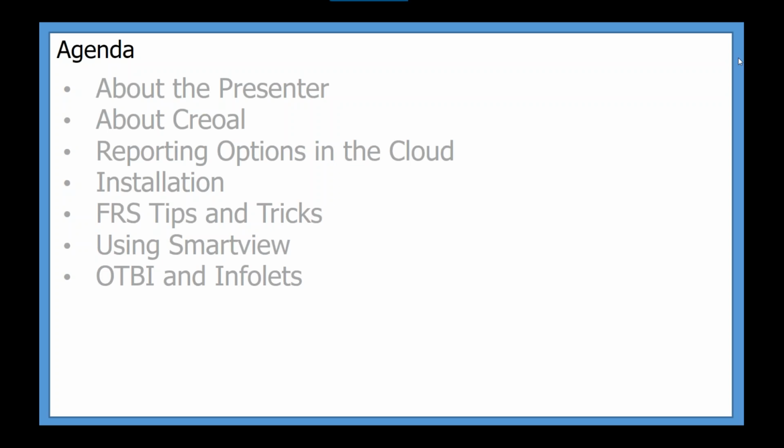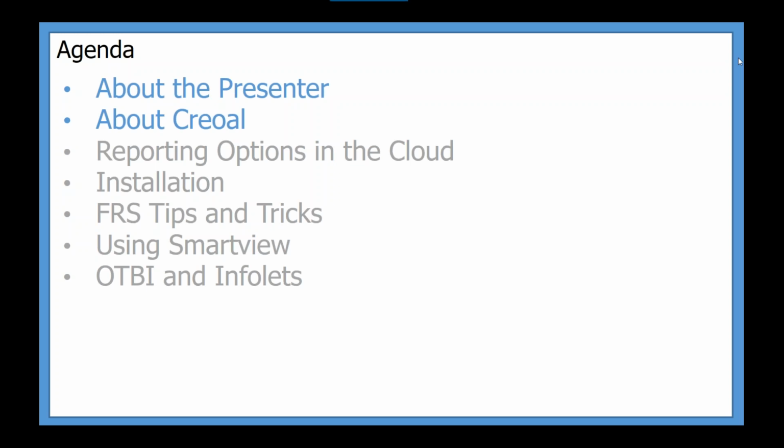We'll then talk about Financial Reporting Studio tips and tricks. Financial Reporting Studio is the tool that you use to get pixel-perfect boardroom quality reports out of Oracle Cloud. We'll then talk about SmartView. That is an Excel plugin that works with Oracle Essbase, which is embedded in Oracle General Ledger. That's where all the cloud balances are stored. And finally, we'll touch on OTBI and InfoLets. So a lot of information crammed into this session. We'll try to get through it as much as possible. Certainly, if you have questions, as Colin said, please do pose them, and we'll try to get to as many as we can at the end.